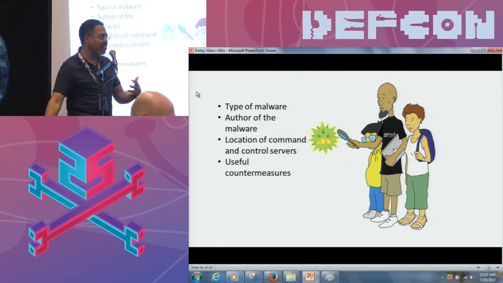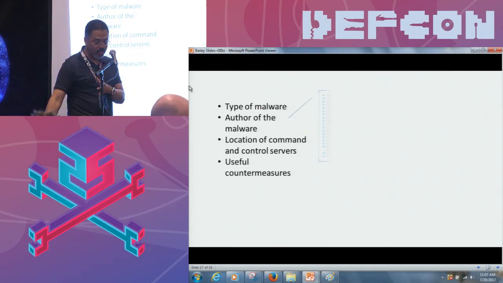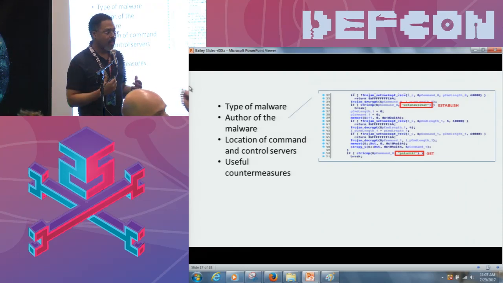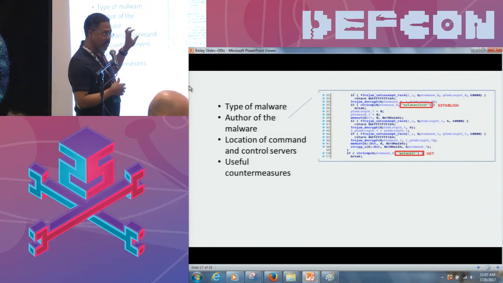Now, obviously, malware analysis doesn't really look like this. Let me give you a quick example of what that might look like. So, for example, here. This is data that told us a bit about the botnet. What did it tell us?